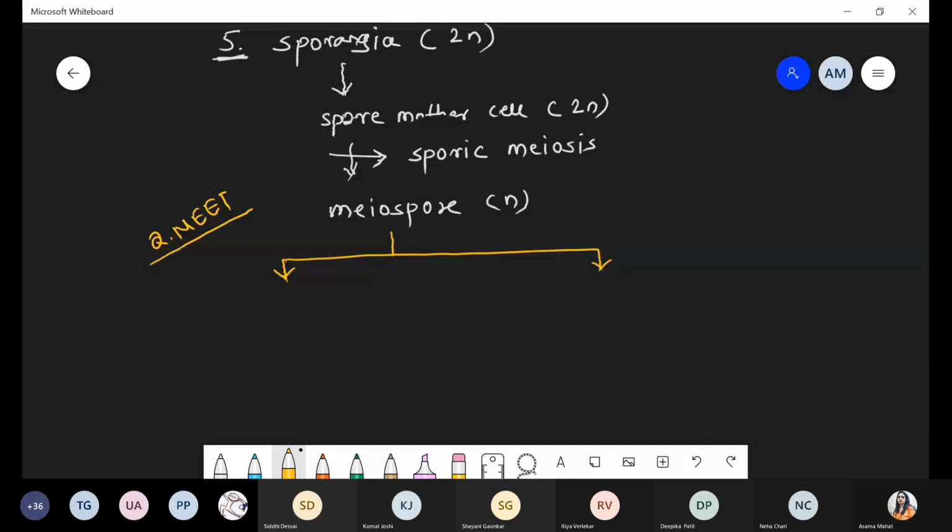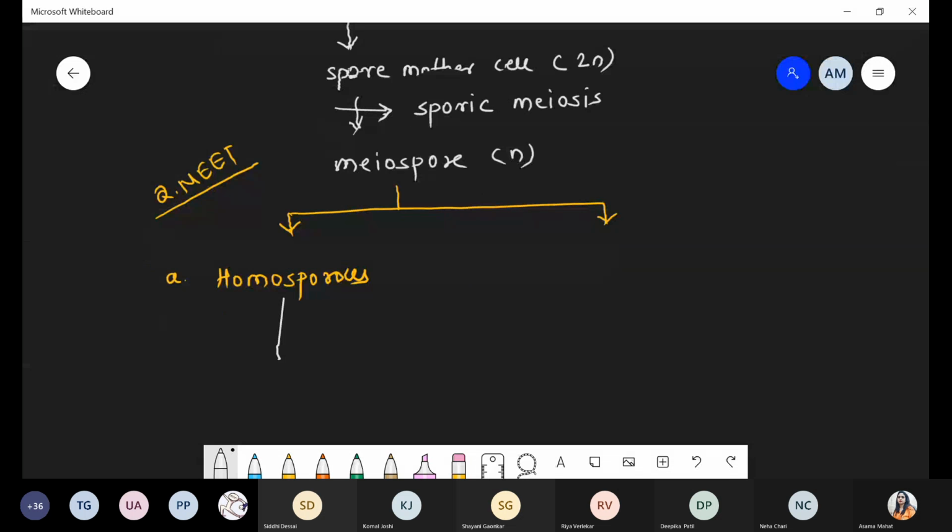So first of all, we are talking about the first condition, that is homosporous condition. Homosporous. And when you talk about homosporous, it means that all spores are of similar type. Homo means what? Same type, similar type. Sporous means what? Spore. So what is the meaning of homosporous? Simple meaning, similar type of spore or same type of spore.